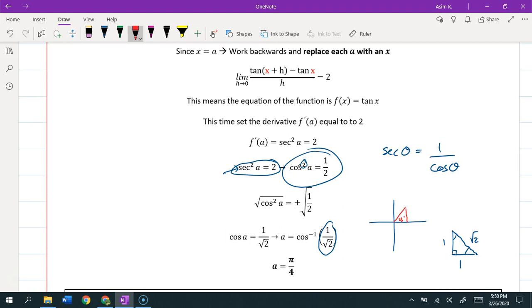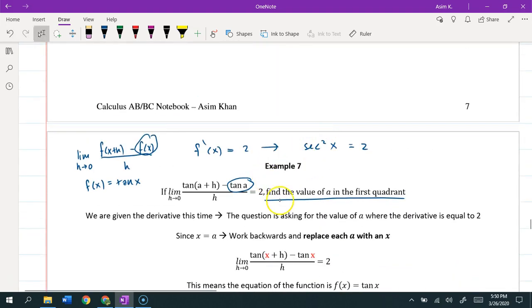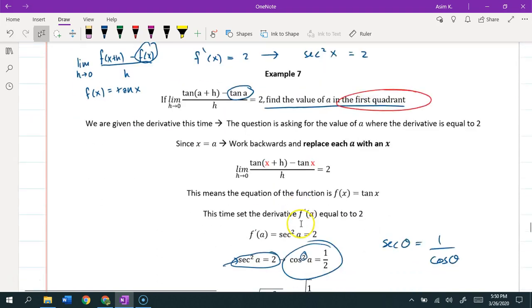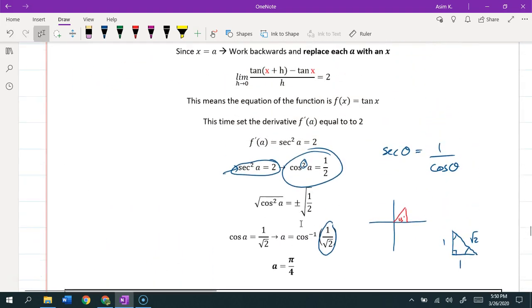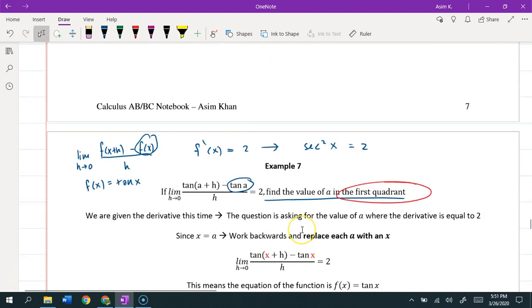And so your answer, because it's asking you for the first quadrant and not the one that is in the fourth quadrant, we'll leave out the fourth quadrant for now. Okay, it's not really asking us for that. So the answer that we get is pi over 4. In other words, this is pi over 4 right here. And when you fit it in, and you had found the derivative at pi over 4, you would have found that the answer does give you 2.